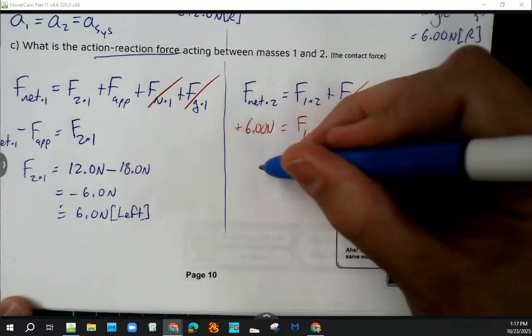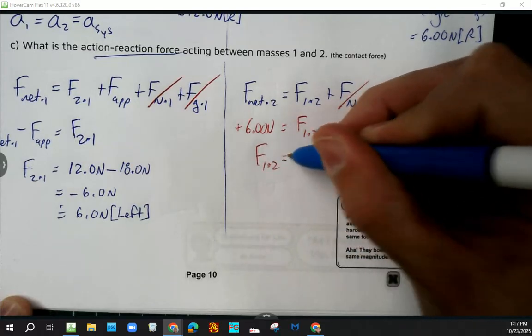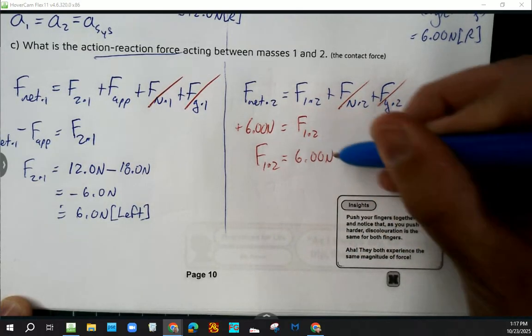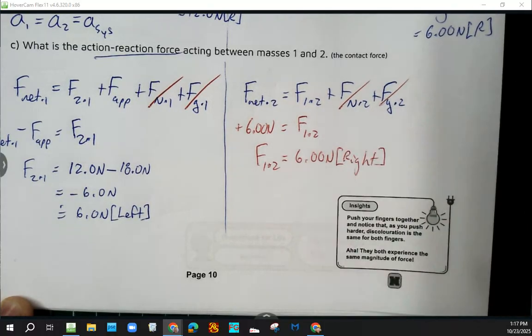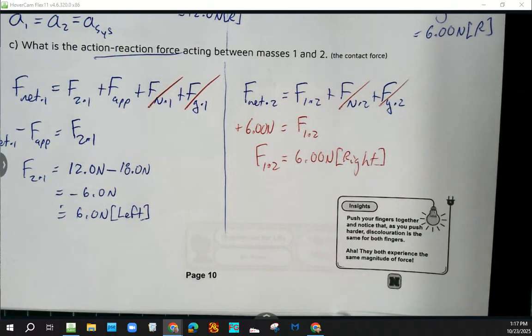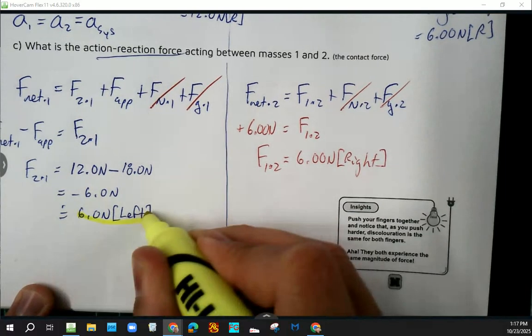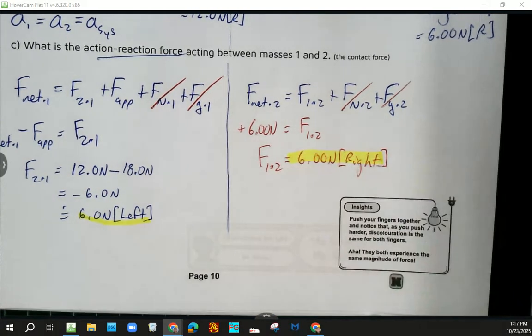So force of 1 acting on 2 is 6.00 newtons to the right. And I think, oh my gosh, 6 newtons to the left, 6 newtons to the right, isn't that equal but opposite? That's Newton's third law. We just proved it.